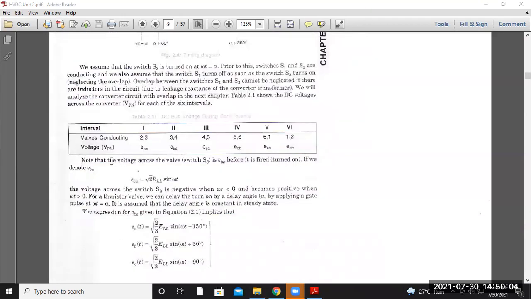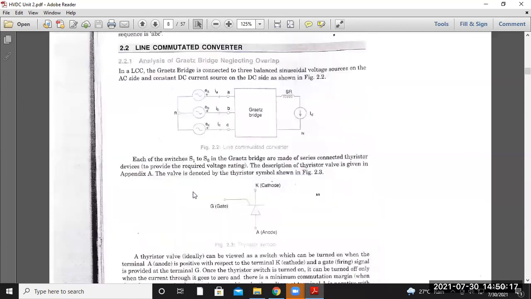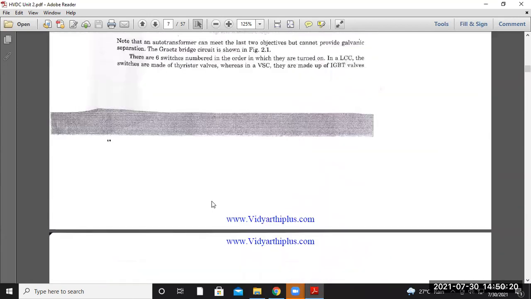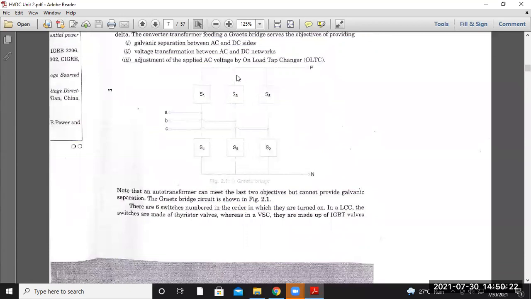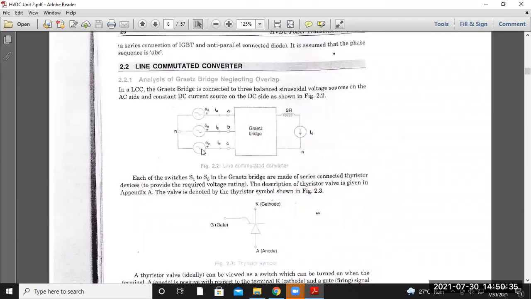Accordingly, the voltage across the valve before it is fired is written. That is the voltage across the valve before it is fired, for valve 3, that is S3. S3 is connected with the EMF, and we will discuss E2. If we discuss S3 and S2, that means we are considering the values of EMF B and C. Here you can see that the EMFs B and C we have to consider.